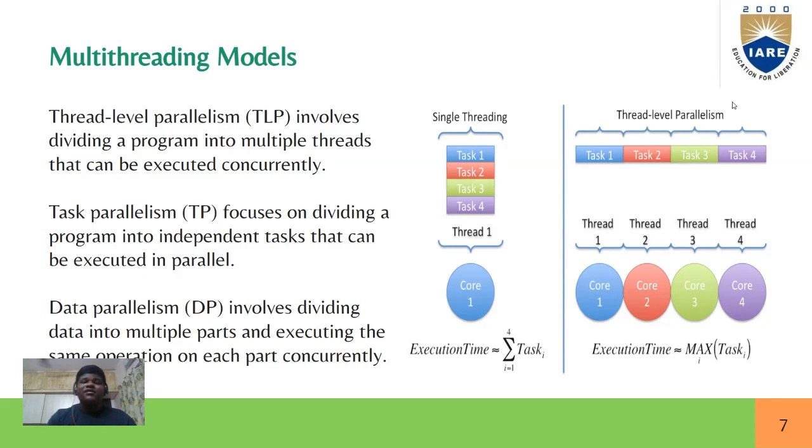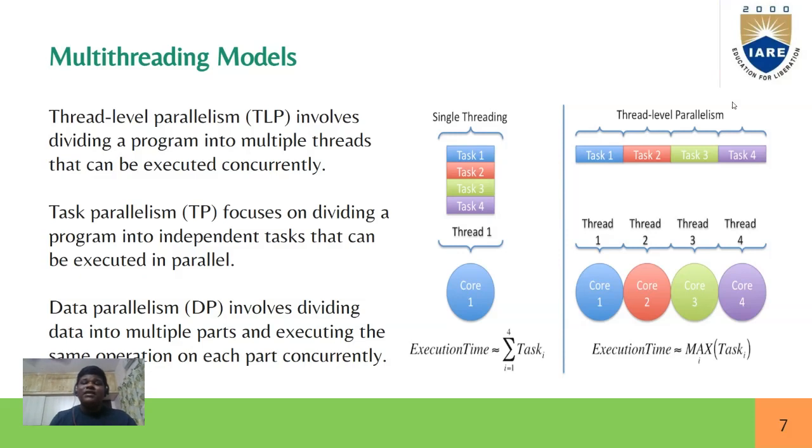Here we see single threading, which involves task 1, task 2, task 3, task 4 in sequential order, which means line by line. Here thread 1 is depicted as core 1. The execution time formula can be defined as the summation of task(i) for i equal to 1 to 4, because you have 4 tasks here.